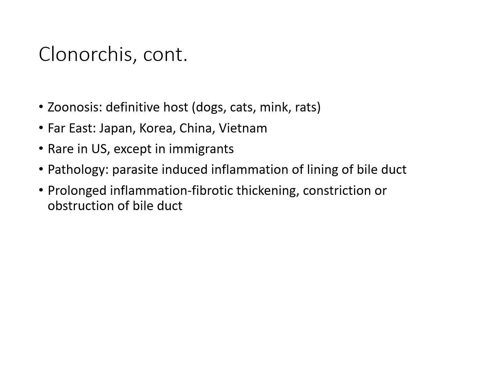The definitive hosts for Clonorchis are dogs, cats, mink, and rats. As far as where they are found, it's in the Far East, so Japan, Korea, China, and Vietnam. They are rare in the United States, except that they can be found in immigrants. For pathology, the parasite causes inflammation of the bile duct lining, and chronic infection can lead to fibrosis, thickening, constriction, or obstruction of the bile duct.